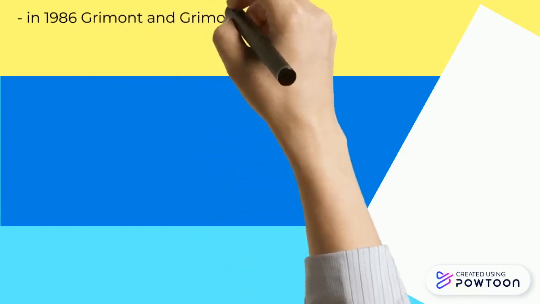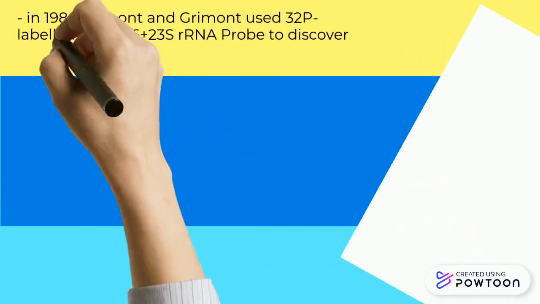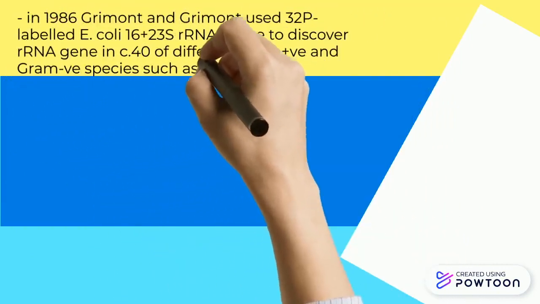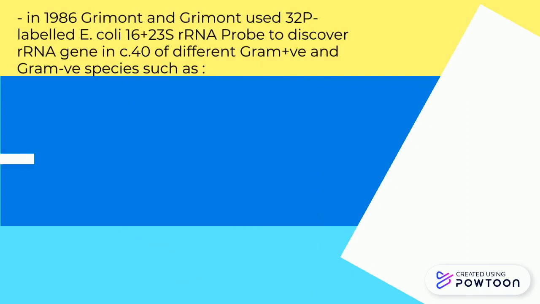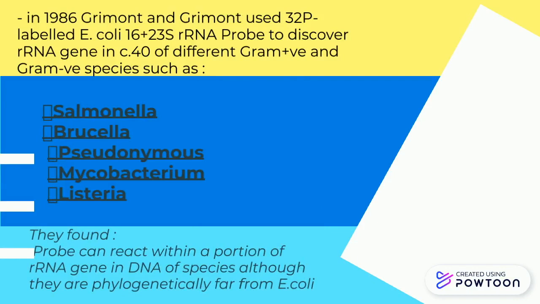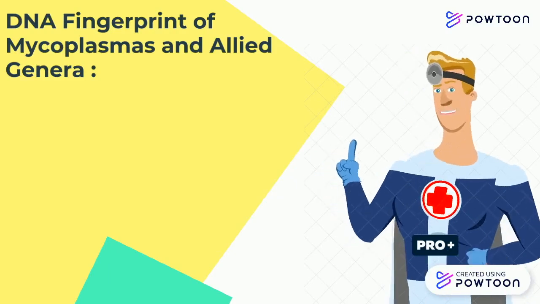In 1986, Grimont and Grimont used 32P-labeled E. coli 16S plus 23S ribosomal RNA probe to discover ribosomal RNA genes in different gram-positive and gram-negative species, such as the fingerprint of mycoplasmas and allied genera.